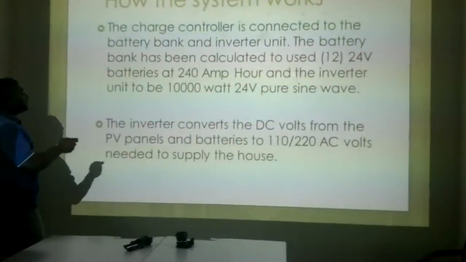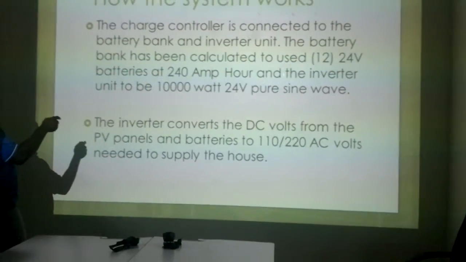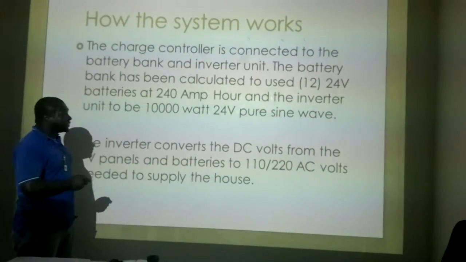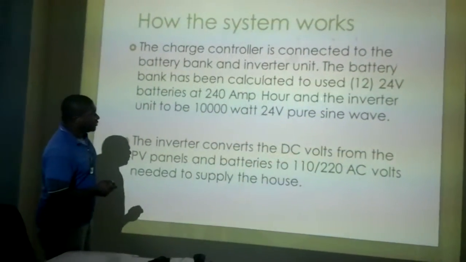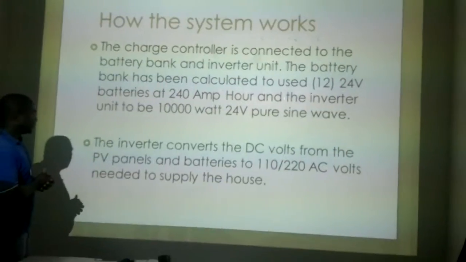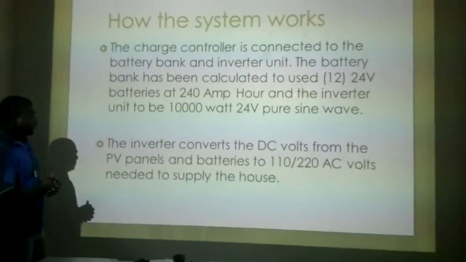Right? So now the inverter. We use a 10,000 watt, 24 volt pure sine wave inverter to convert our DC volts to the AC volts needed to supply the household.